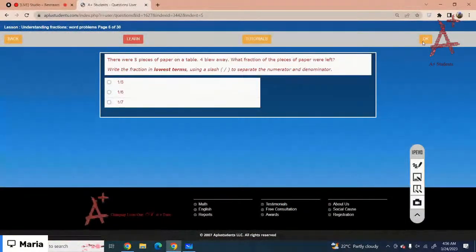Okay, the next one is there were 5 pieces of paper on a table. 4 blew away. What fraction of the pieces of paper were left? So you have to calculate the fraction that is left. Out of 5, when 4 blew away, how many papers are left on the table? Just 1. Got it? Because the total papers are 5 and 4 out of 5 blew away, you are left with just 1 over 5. Got it?